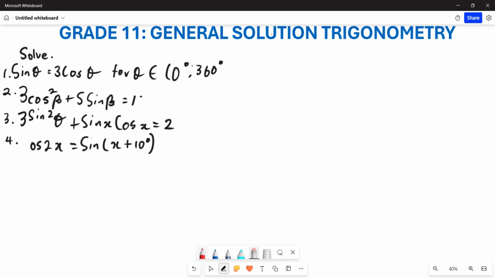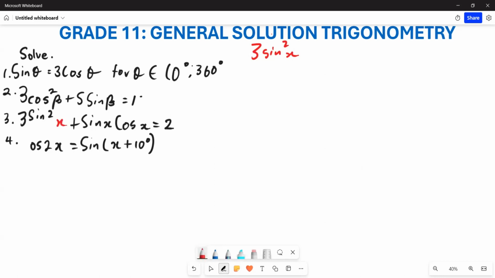You are having your 3 sine squared theta, plus sine of theta, and instead of this being your theta, basically this is supposed to be your x. Let's just rectify that, right? So this is 3 sine x, and then here instead of it being theta, it's going to be x. You cannot have your theta and your x, right? So basically here it's your x altogether.